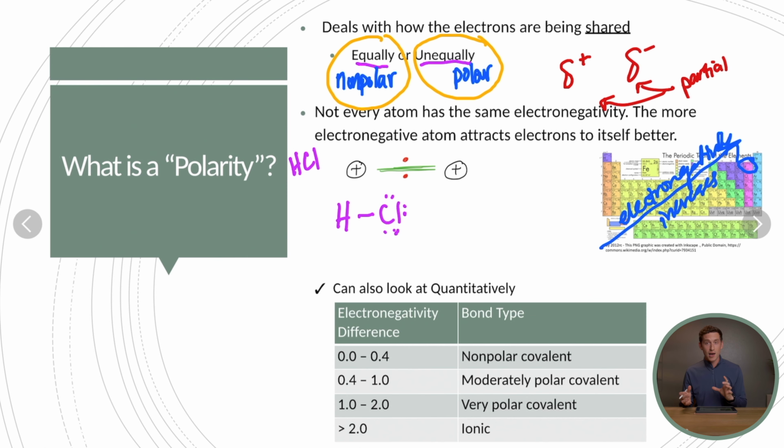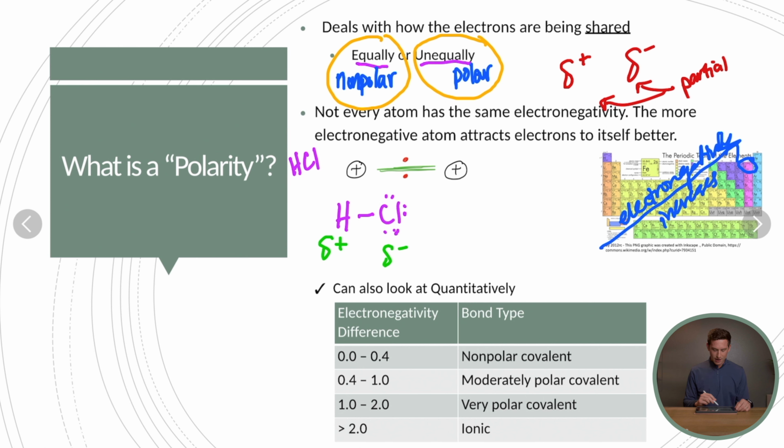It's not fully positive or fully negative because they are not ions and they're not fully transferring their electrons. They are covalent, they're sharing their electrons, but they're acquiring this slight positive or slight negative charge. So what we would do is we would say, okay, chlorine being more electronegative, based on our periodic trends, chlorine would acquire a partial negative charge and hydrogen would have a partial positive charge.